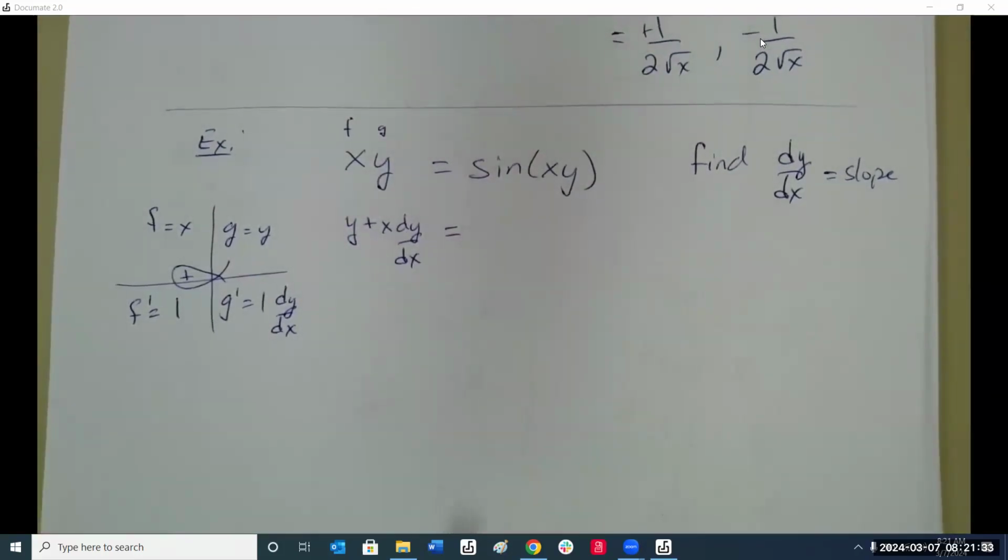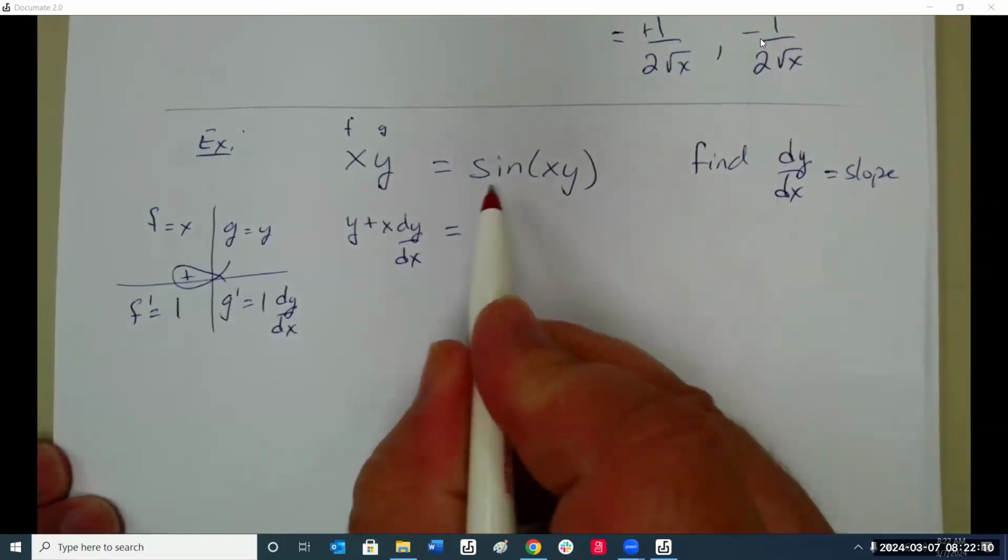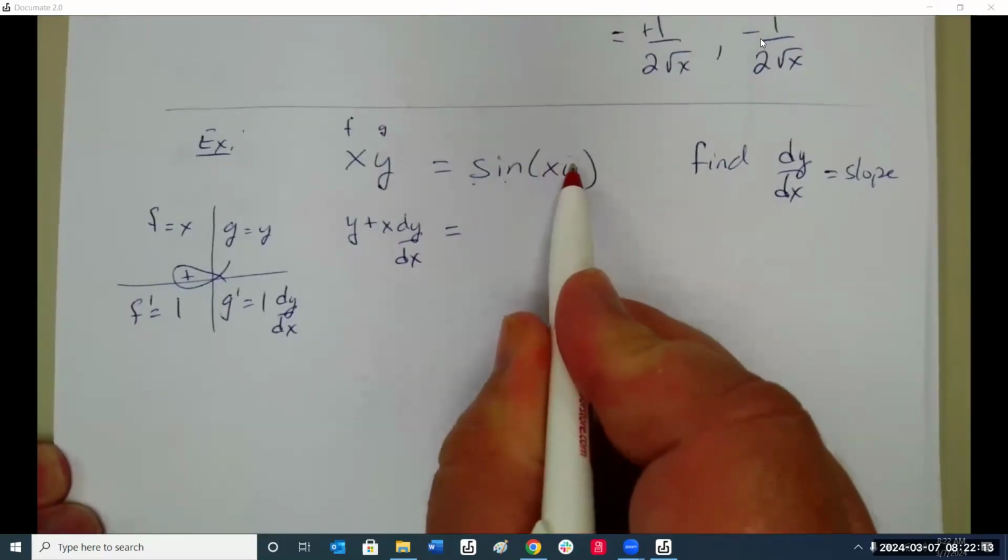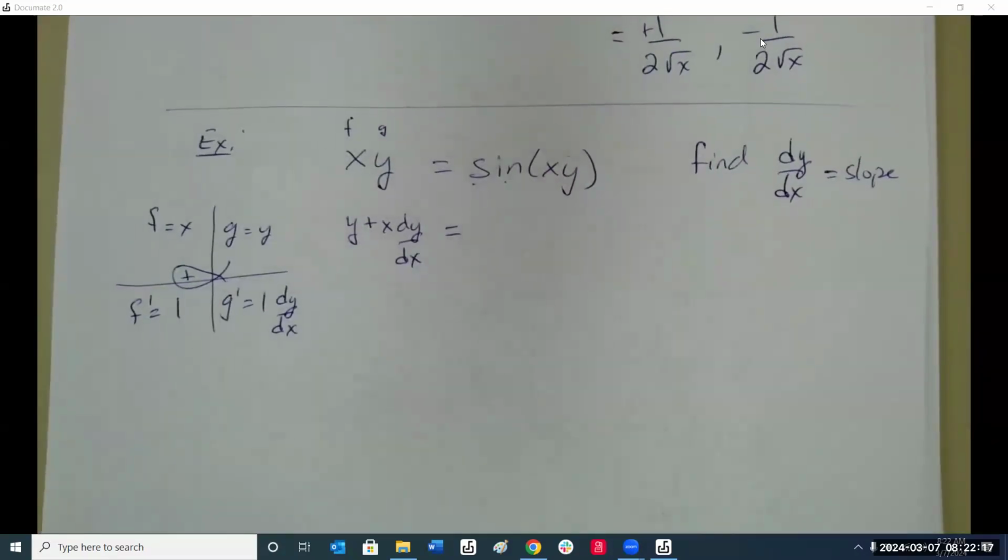Now, the right-hand side. We just talked about taking the derivative of trig functions last class. We have to do the same thing here, but we're going to use the chain rule. Remember what the chain rule was? No, what's the chain rule? The chain rule is a function within a function. Do we have a function within a function? Yes. We have sine of this product, so we have a function within a function.